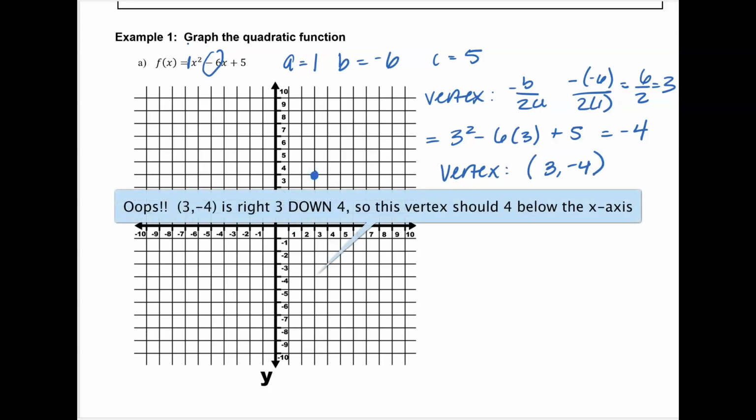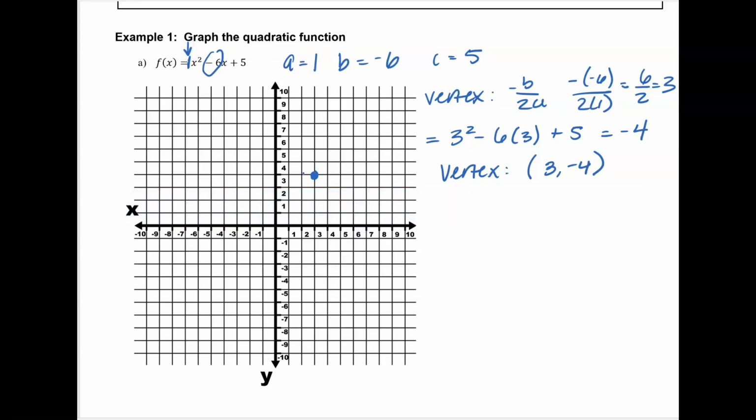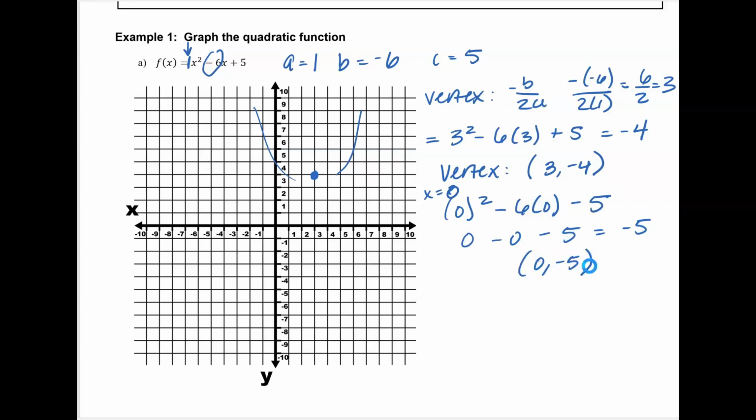And then I can look at the graph. The leading coefficient is positive, so I know it's going to face up, but I don't know how wide or how skinny it is. So I could plug in an x value, maybe 0, because that's an easy one to plug in. If I plug in x equals 0, I get 0 squared minus 6 times 0 minus 5, so I end up getting negative 5. That means the point (0, negative 5) is on the graph.